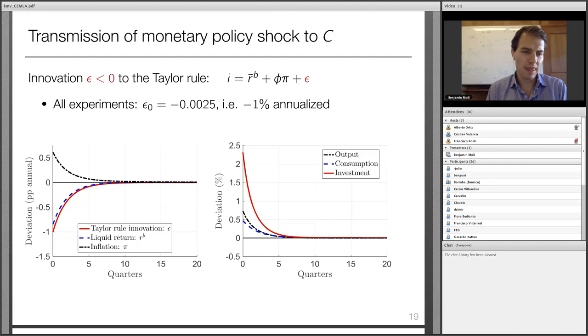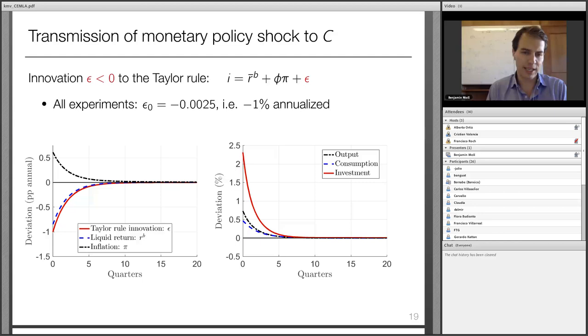in response to the monetary expansion. As is standard in these models, in response to this expansionary monetary policy shock, the liquid return drops, right? And inflation rises, okay?